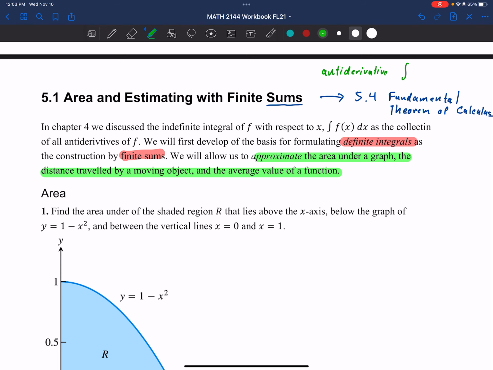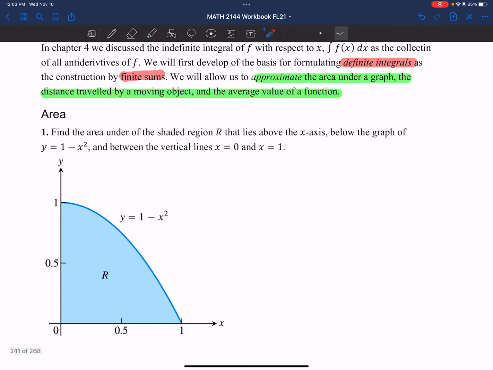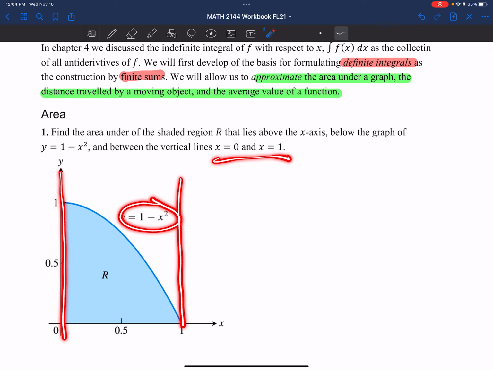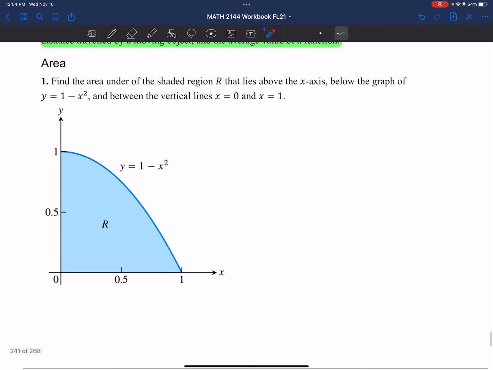So let's first start with area. Question 1. Find the area of the shaded region R that lies above the x-axis and below the graph of y equals 1 minus x squared, and between the vertical lines x equals 0 and x equals 1. So you can see we're talking about this region right here. Here are the vertical lines, x equals 0 and 1. And this function, 1 minus x squared, is just an inverted parabola, and we're in the first quadrant.